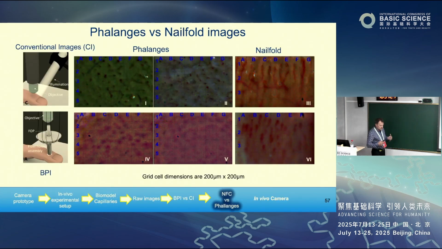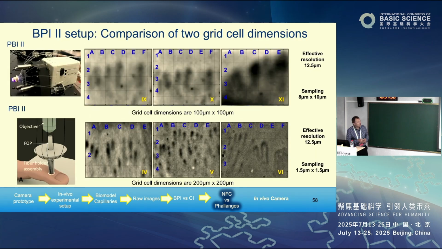And those are examples of what we collected throughout the body, on phalanges and nail fold, just to compare, and it was enough to collect the data and obtain basically the image of the capillaries.